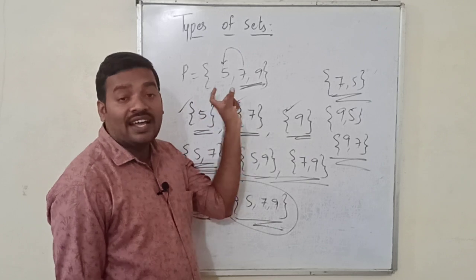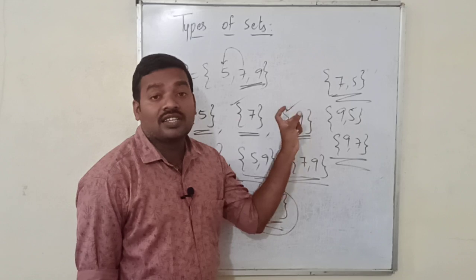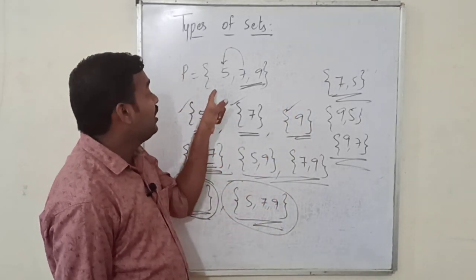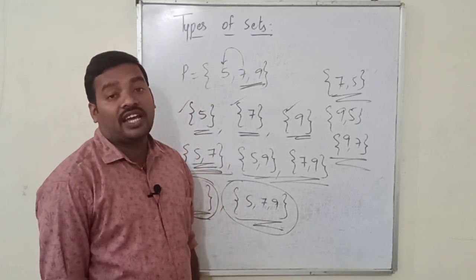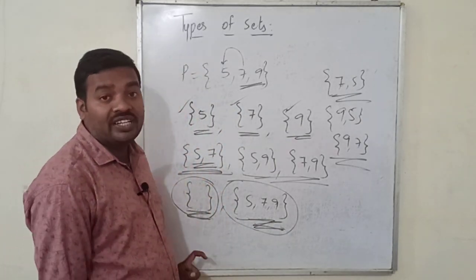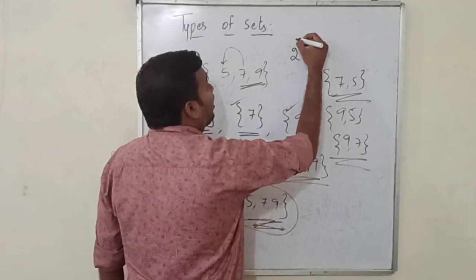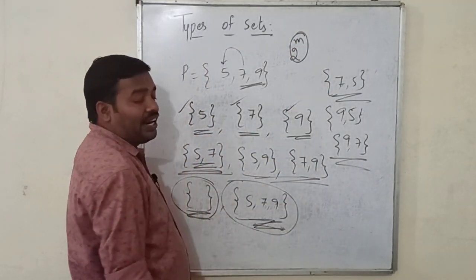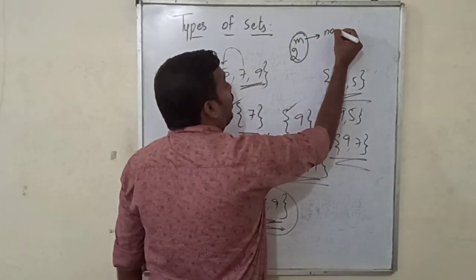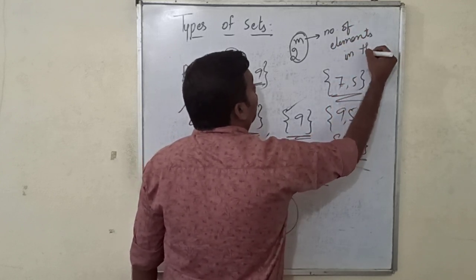Every set has the empty set as a subset. The empty set and the set itself are considered to be subsets of that particular set. So this you need to remember. The empty set is a subset of all sets, and the number of subsets we can write is 2 power m, where m is the number of elements in the set.